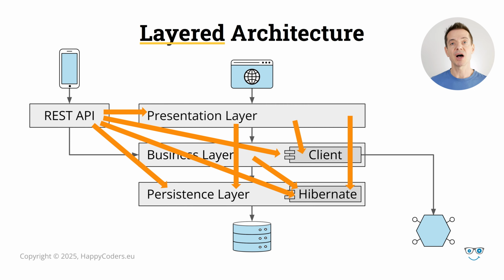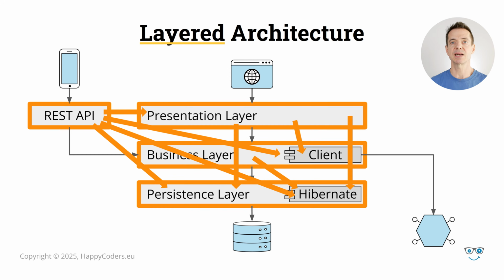And at some point, the house collapses. If we now want to upgrade Hibernate to the next major version and there are API changes, we have to adapt code in all of these layers.